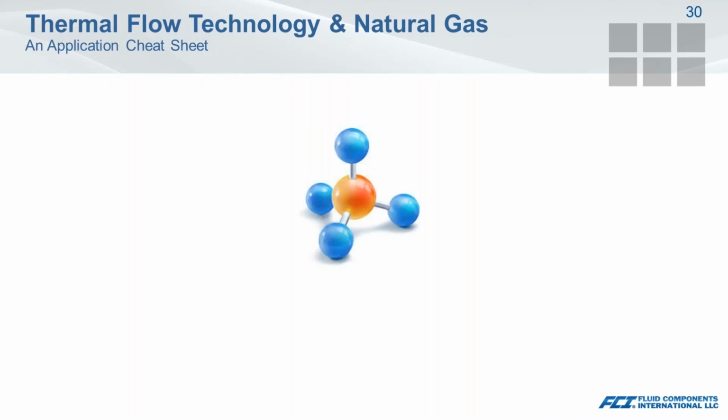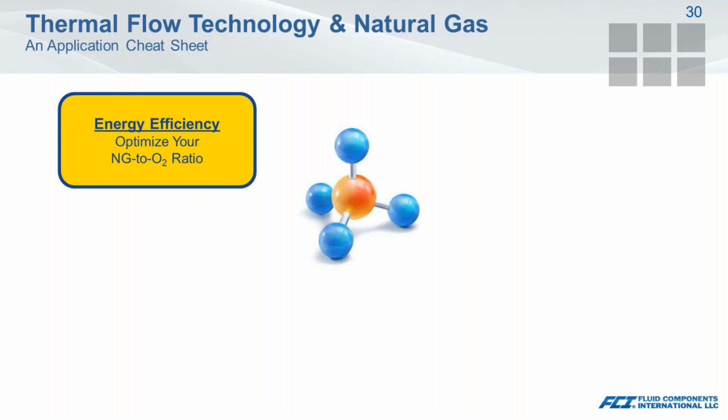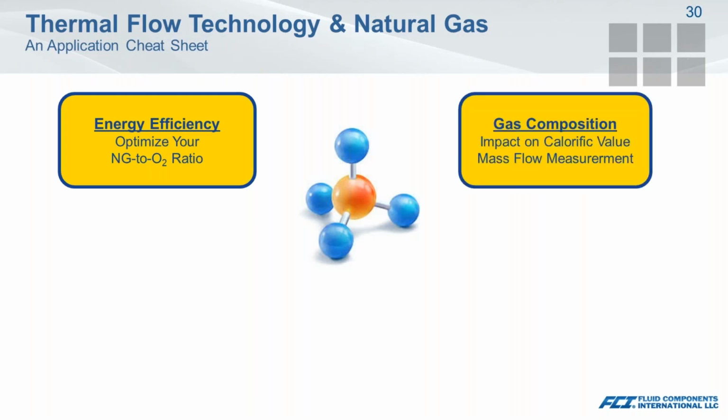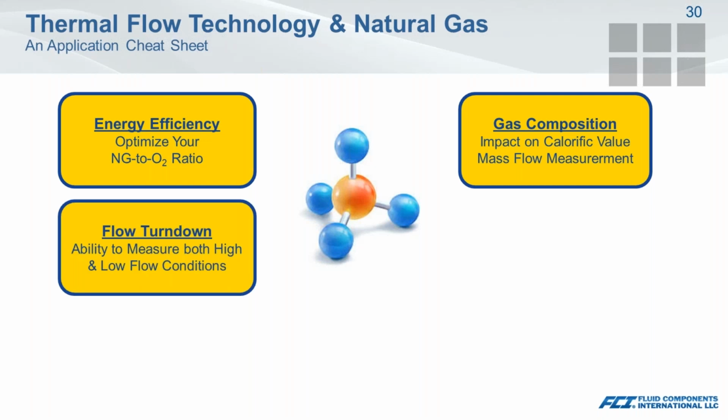So in brief summary here, energy efficiency. We want to look at ways of optimizing our natural gas to oxygen ratio. For gas composition, we want to understand our impact on the calorific value, and this typically is going to require mass flow measurement so we truly understand what that value is. We look at turndown and other application conditions, the ability to measure both high and low flow conditions, not being limited on the technology, truly suiting the technology to the application.